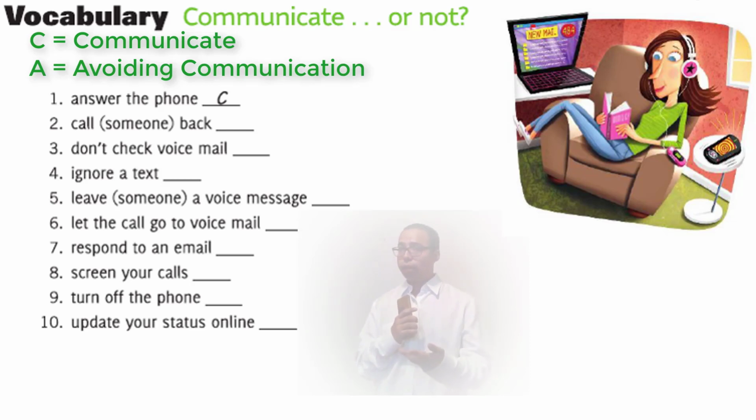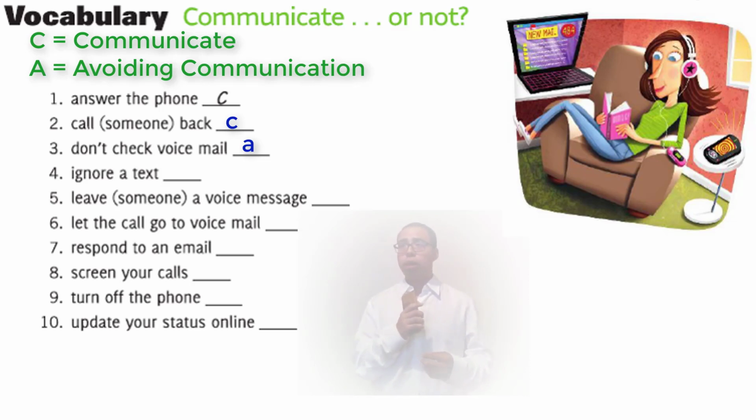If you did not want to communicate, then you wouldn't answer the phone. But if you answer the phone, there's going to be somebody on the other line, and you can start a conversation. Number 2, call someone back. Is that a way to communicate or a way not to communicate? That would be a way to communicate. C. Number 3, don't check voicemail. That would be avoiding communication, and it would be A, ways to avoid communicating.